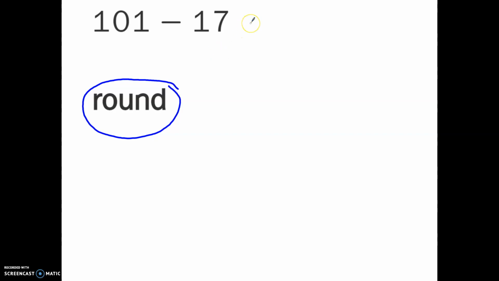So I'm just very quickly going to talk about this problem. If I have 101, I would round that to the nearest 100, and the nearest 100 that it's closest to is 100. And 17, I would take that to the nearest 10. 17 is between 10 and 20, but it's closer to 20. So I would round that to 20.